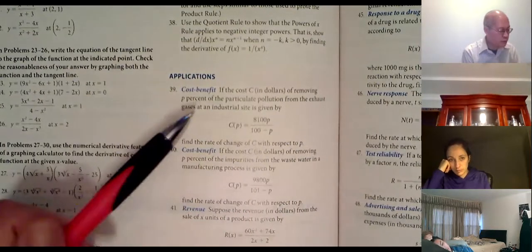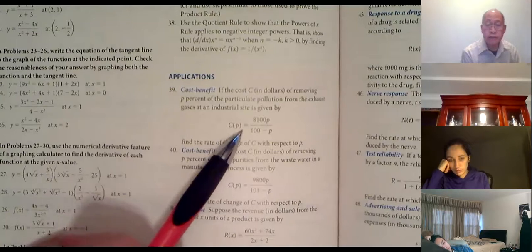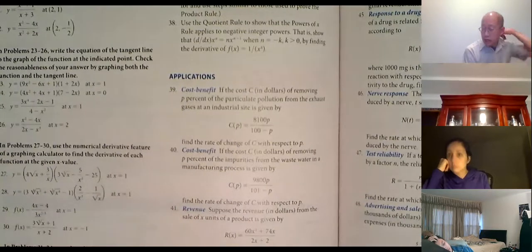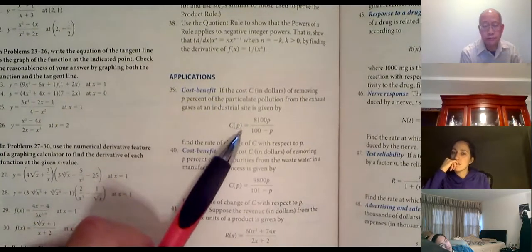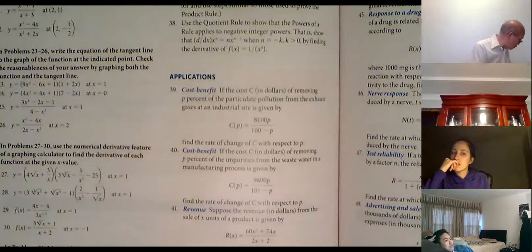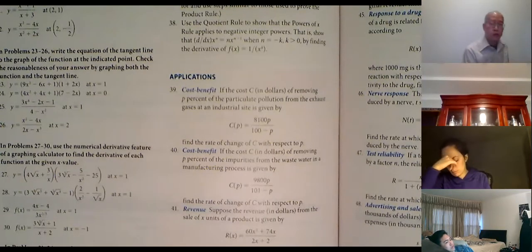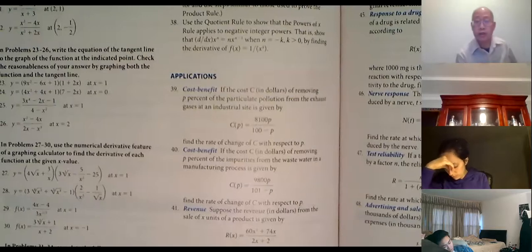So it looks like it's going to be a quotient rule, right? So just do the quotient rule for 39. So it is a word problem, but ultimately you're just doing a quotient rule. All right, so that's that. And what was the other one? 43, where's 43? Yeah, so 43 and I'm done. And then I'll take any questions you might have.